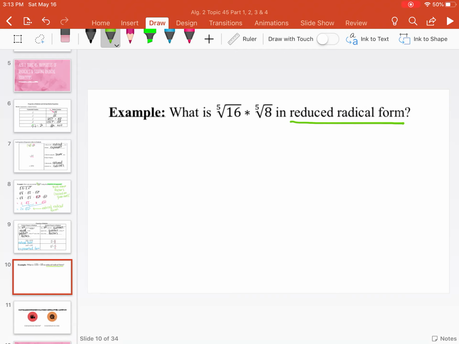According to the product property of radicals, the nth root of each of these factors is equal to the nth root of the product. So I can multiply these two radicands together. 16 times 8. Now that's equivalent to the 5th root of 128. Now remember what I said beforehand about thinking about factors. I want to think about factors of 128 where I can easily take the fifth root of those factors, or at least one of them.